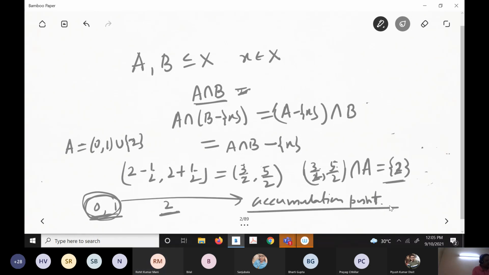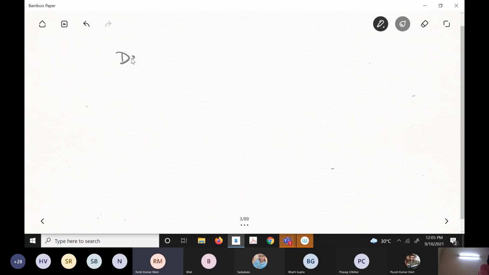So that accumulation point is a very special kind of closure point. You can see that I have explained all these things. Now I have given the definition. Definition 6.